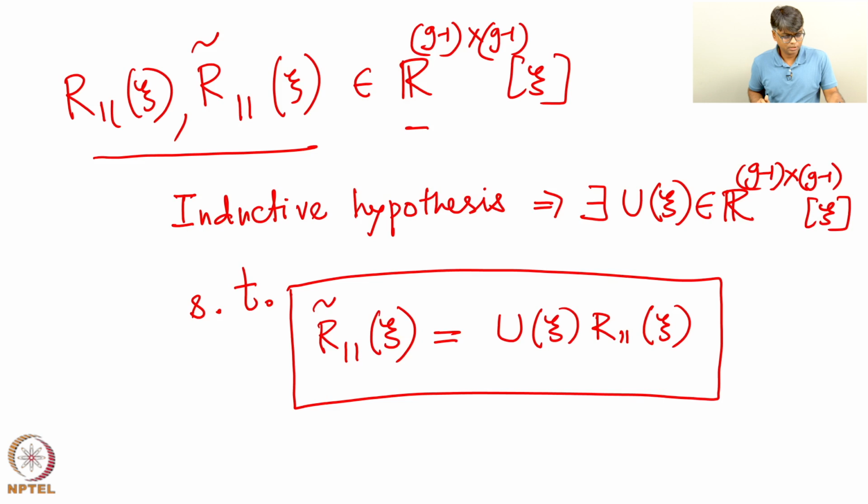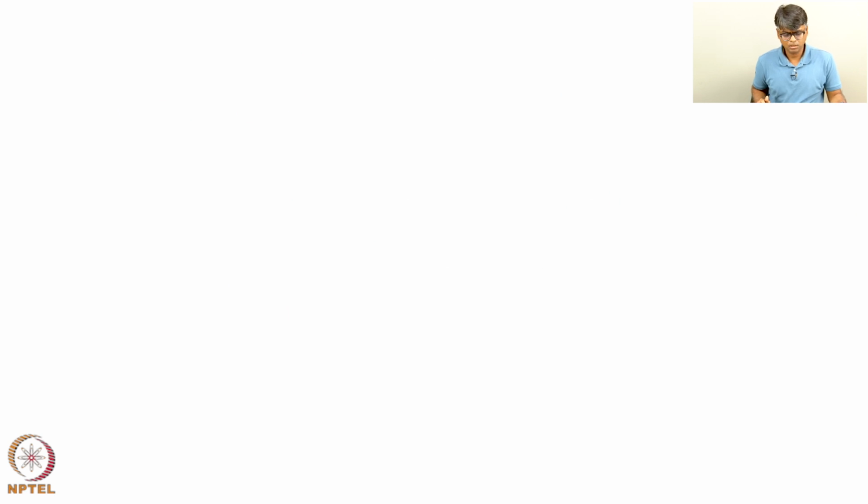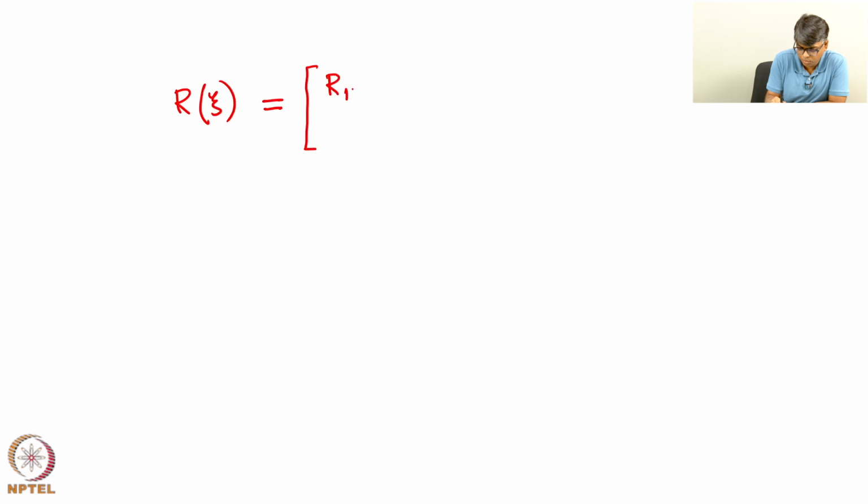Now, that is not enough, right, we need more. We need to show R tilde is equal to some unimodular matrix times R. How do we prove that? Let us come back to our R(ξ) matrix. What was R(ξ)? R(ξ) was R11(ξ), R12(ξ), which is just a vector, 0, R22(ξ).